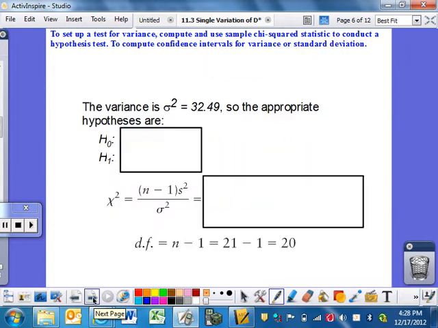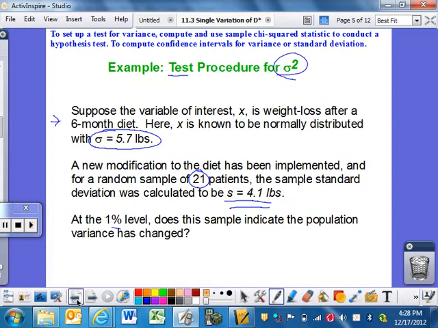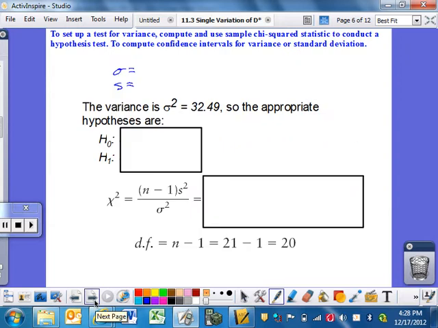So here's what you've got to think about. I talked about how they gave you sigma and S, but we are actually testing variance. So be careful if that happens. They're going to switch it up on you. They're going to give you some of everything. So since sigma is 5.7, you'd have to square that. 5.7 squared gives you 32.49.